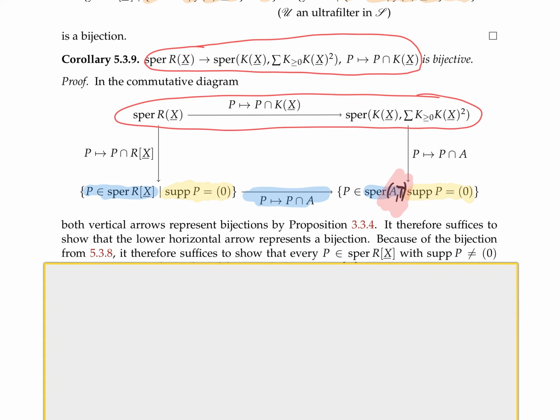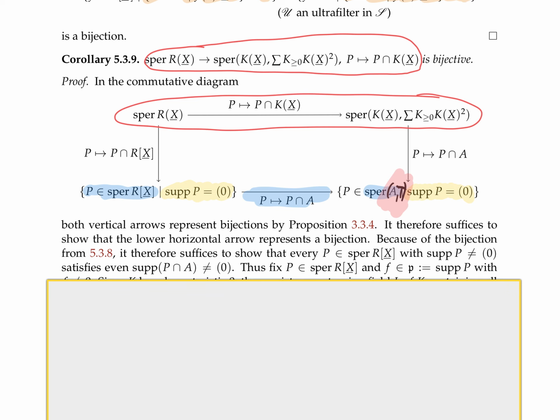So because of a bijection, it therefore suffices to show that every P in the real spectrum with support of P not zero, so I do the contraposition. I start with something which has here not the 0 ideal as support. And we have to show that if I intersect it with A, right, it still has not the 0 ideal as support.